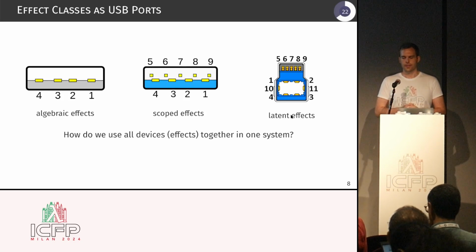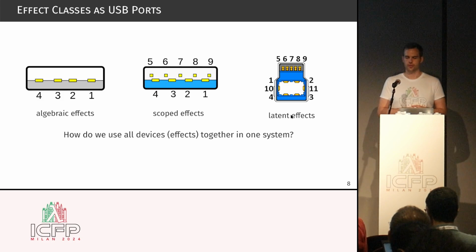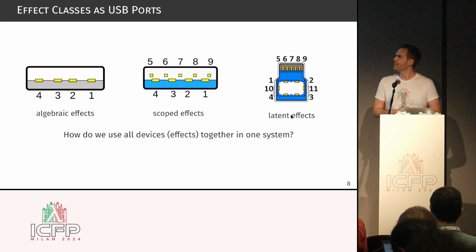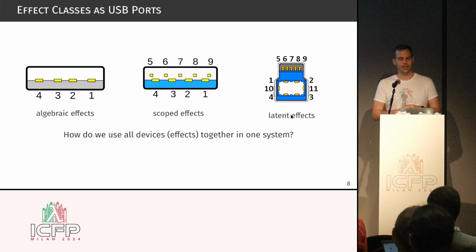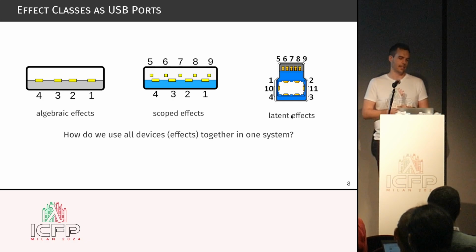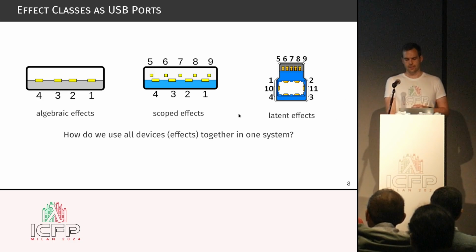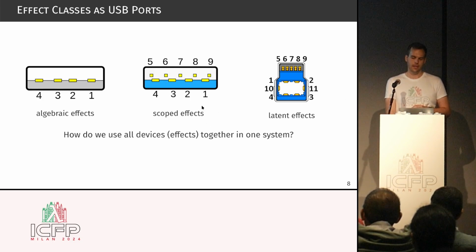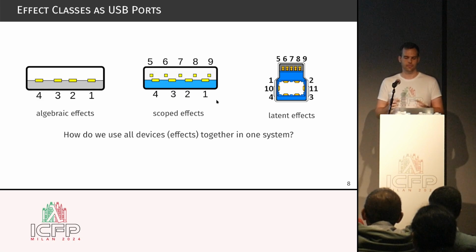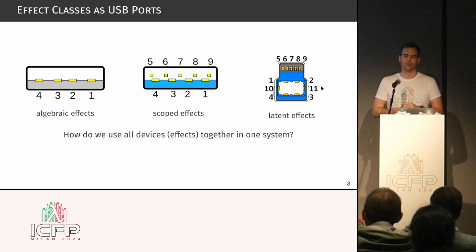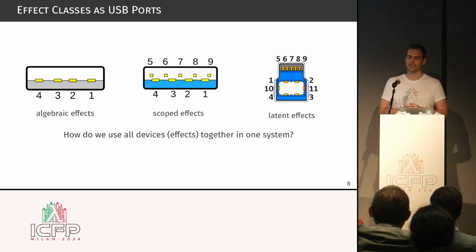Okay, if this was a bit too abstract for you, I also have an alternative explanation. So basically, algebraic effects are the good old USB port. It has full context, and it's very simple. Scoped effects add a bit of capability to that, but it's still the same plug. And then we have latent effects with this very strange connector here, and I'm not sure whether everyone in the room has seen it before.